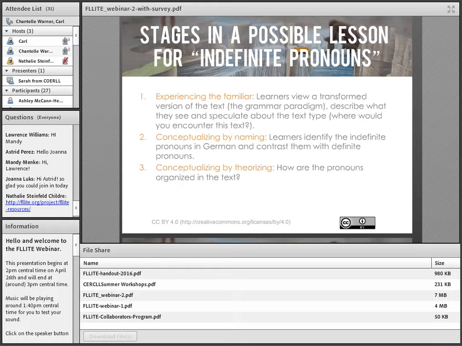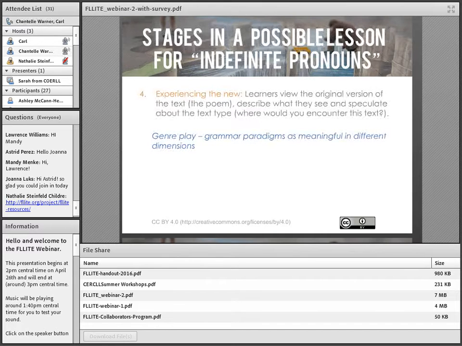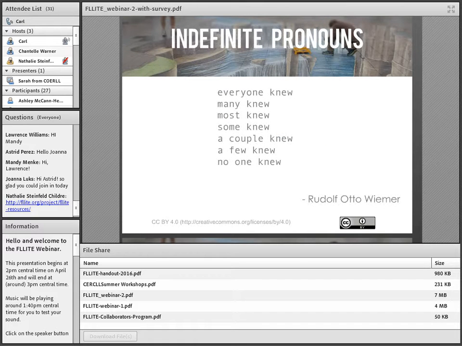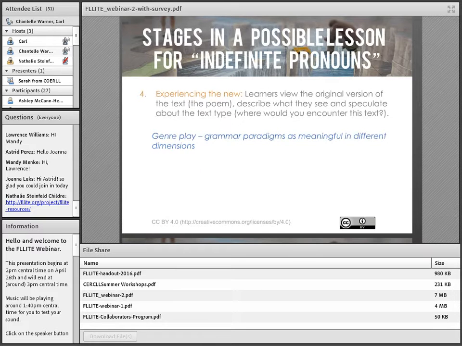which we found in this transformed text that is ostensibly a kind of grammar list, the kind that students see all the time and tend to just memorize, at this point, I can introduce the poem, which we know is the original version of the text, but which for the students in this moment is an experience of the new, and that it's a poetic version of that familiar grammar paradigm.